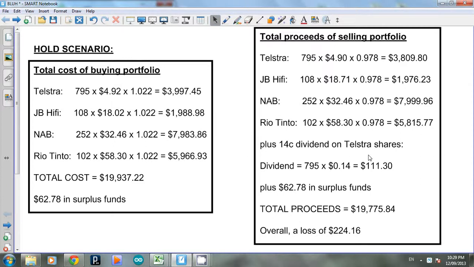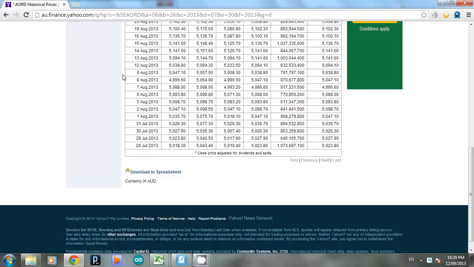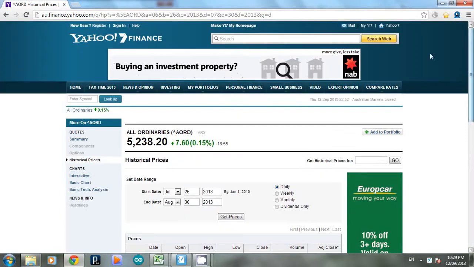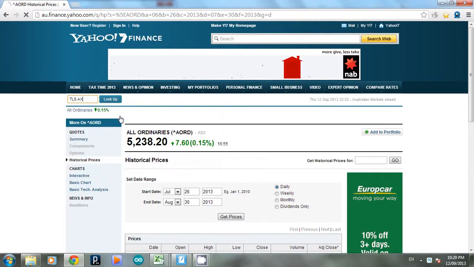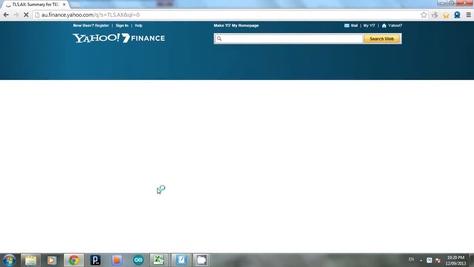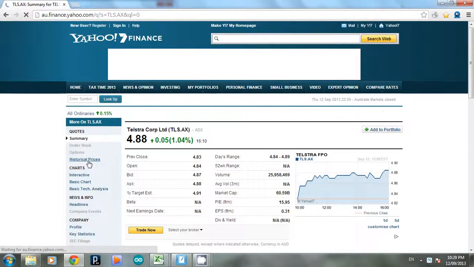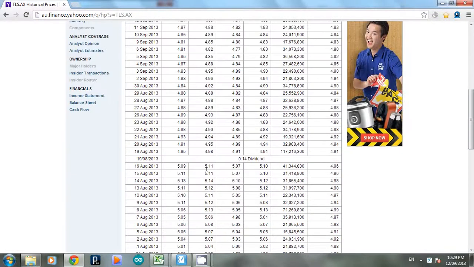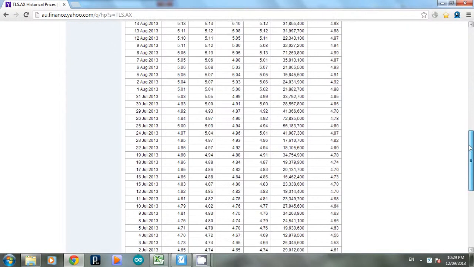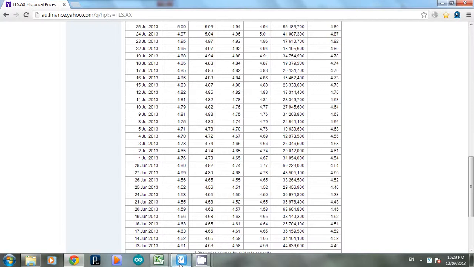So I might just show you where I got that from. If I'd been more organized, I would have had it pulled up already. Okay, so I basically just did it like this. I went to the Yahoo Finance page for Telstra. I looked at historical prices like we did earlier. And if you scroll down there you go. On the 19th of August, there was a 14-cent dividend paid on Telstra shares. Yeehaw. So that means I got 14 cents for every share I owned.